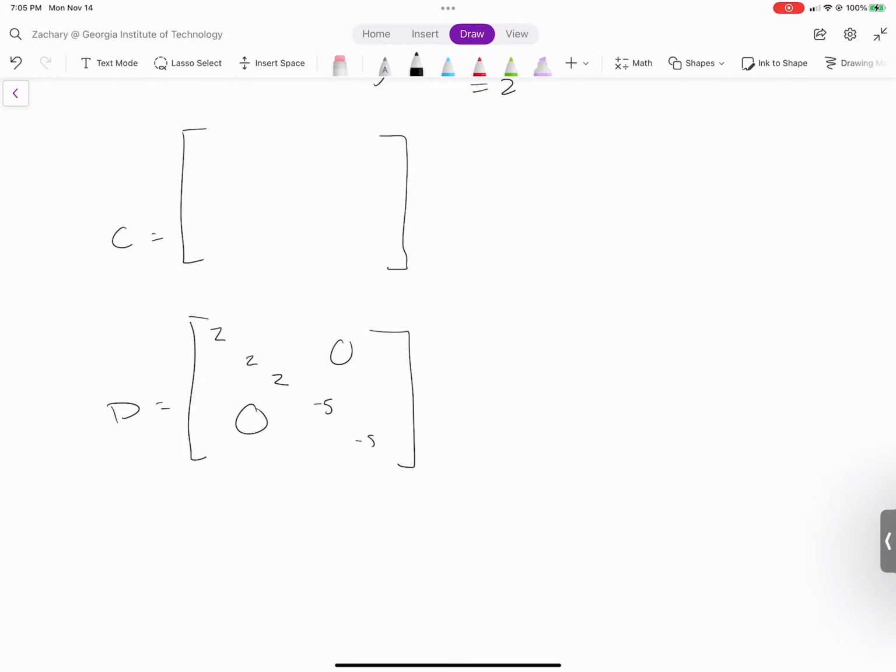So looking at this, how many columns does 2 get? 3. How many columns does -5 get? It gets 2. You have to fill those columns. So if you only have 2 eigenvectors for 2, can you fill all 3 columns? No. So that's why it's not diagonalizable. If you don't have enough vectors to construct C, it's not diagonalizable. That's the whole motivation and idea. Any questions on that?